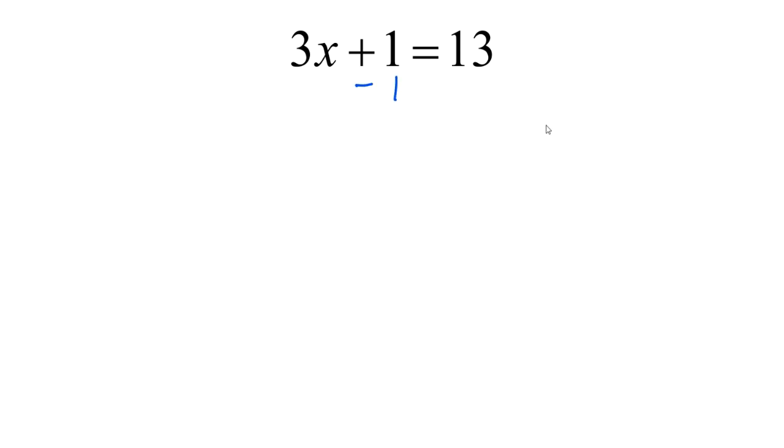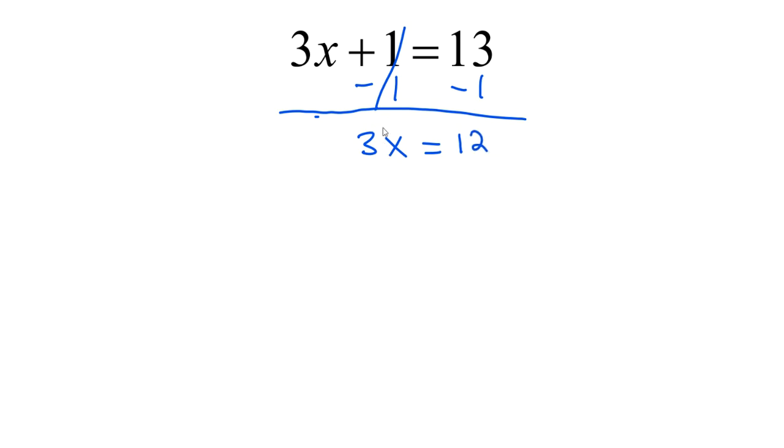And anytime we're dealing with an equation, we want to keep our equation balanced by doing the same operation on both sides of the equation. So I'm going to subtract 1 from the other side of the equation. All right, so my 1's cancel out, and I have 3x equals 13 minus 1, which is 12.